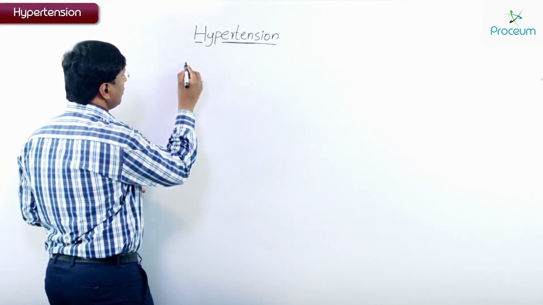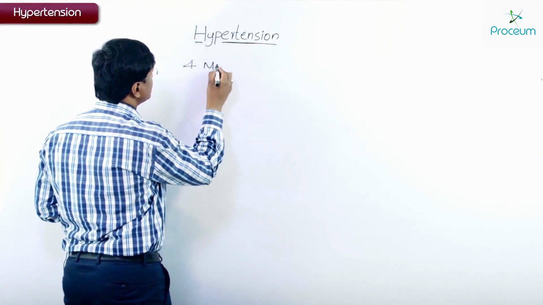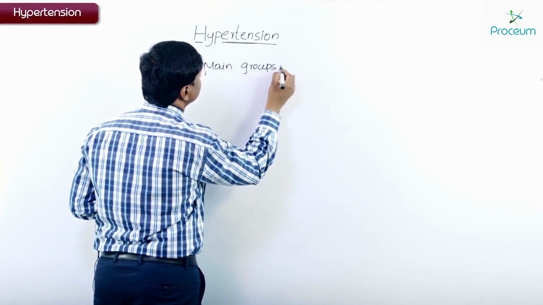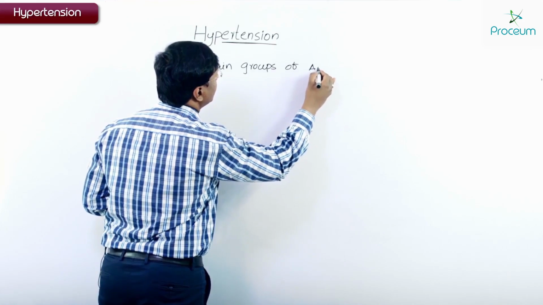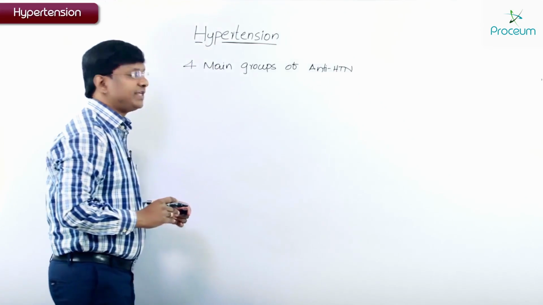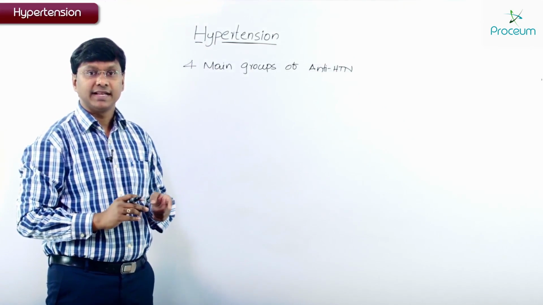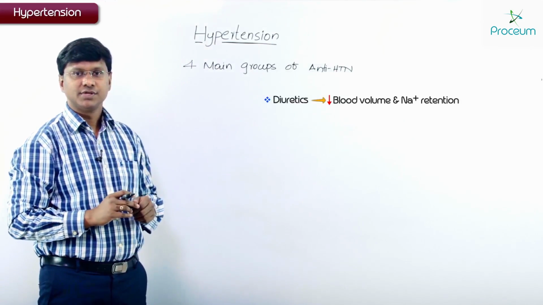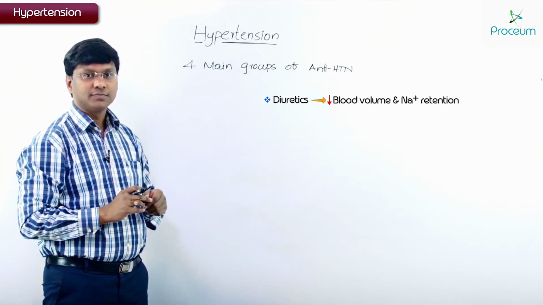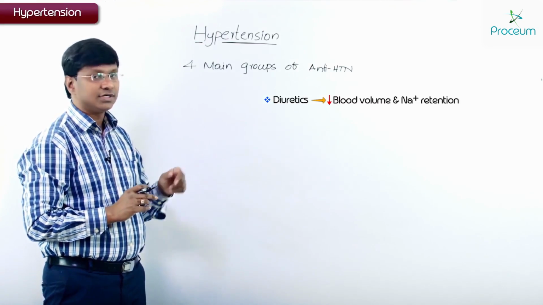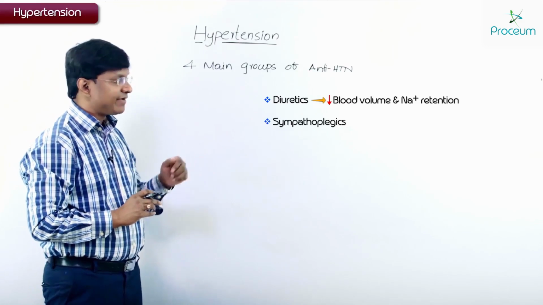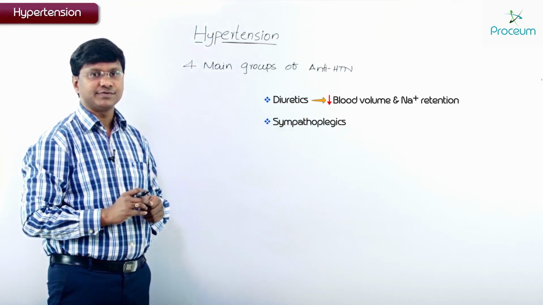We have four main groups of antihypertensives. These four main groups include number one, diuretics. Diuretics are that group of drugs which will decrease the blood volume and also decrease sodium retention. That is number one.